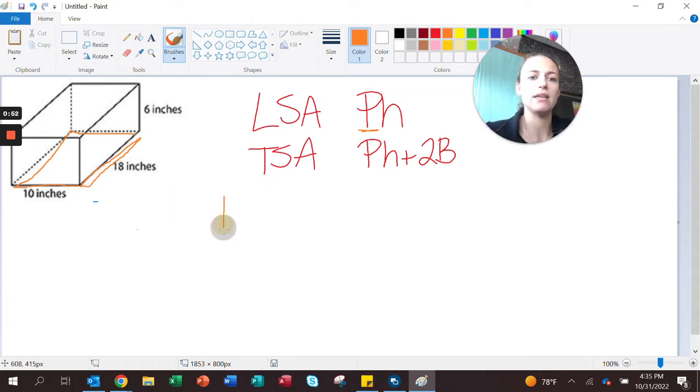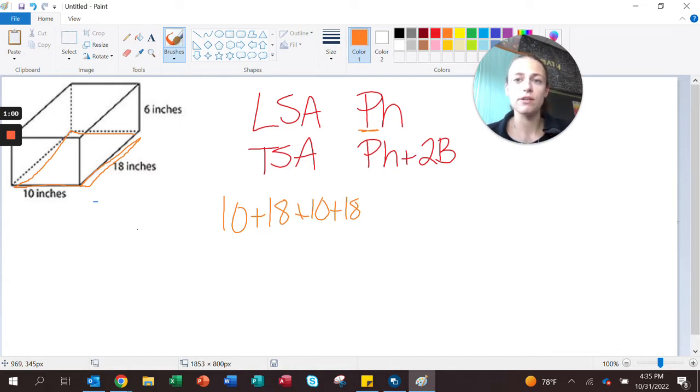So I'm going to add 10 plus my 18 plus another 10 and plus another 18. There's a bunch of different ways that you can find perimeter. However works for you works. That would get you an answer of 56.